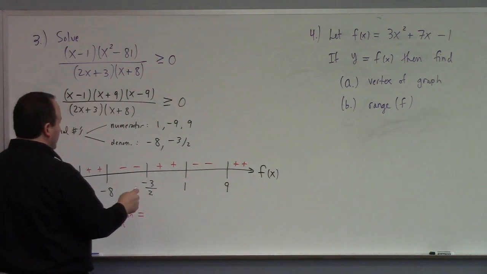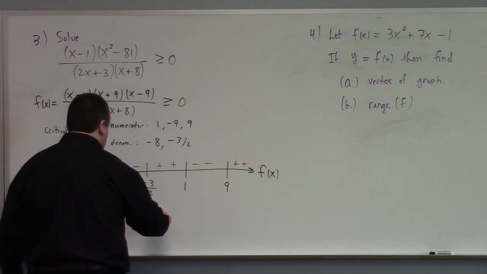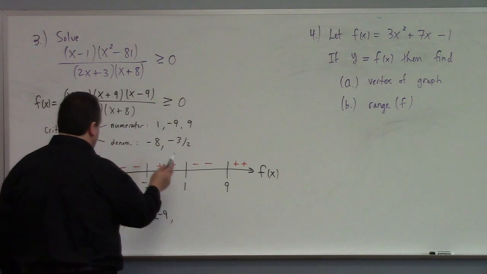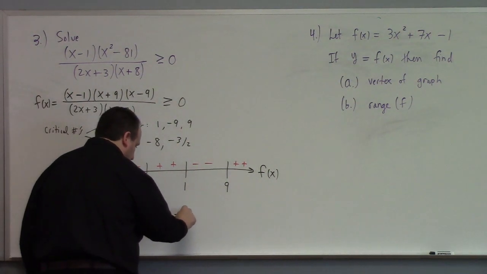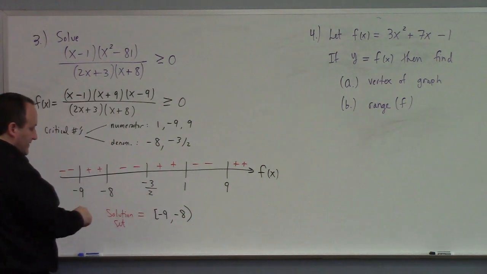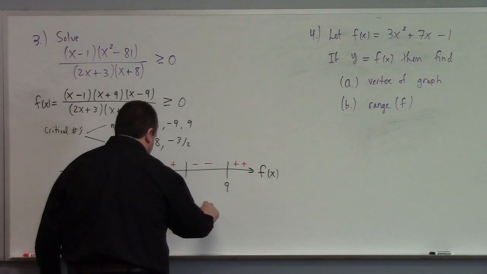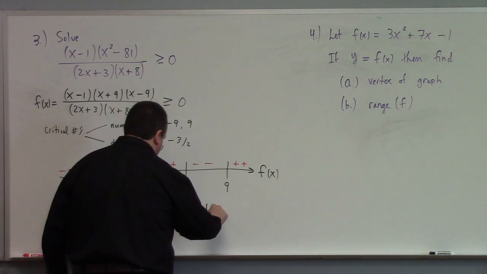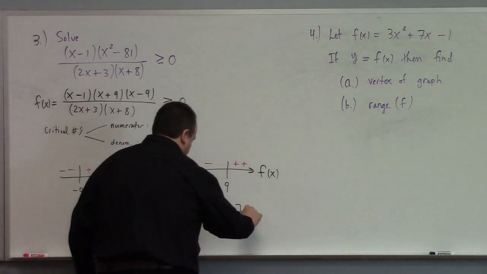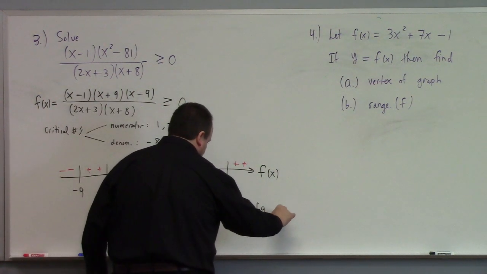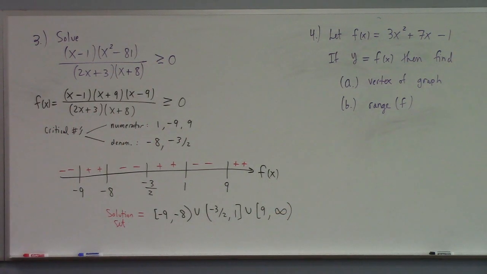Oh, hold on a second. So you said I include the 9? Minus 9? Yeah, include minus 9 because it makes it 0. That's okay, right? And then minus 8, what? It's not included. Not included, so we do the curly parenthesis rather than square bracket. And then union what? Union not including negative 3 over 2, including 1. Okay. Union including 9. There we go. Yeah, that would be the solution set using interval notation.